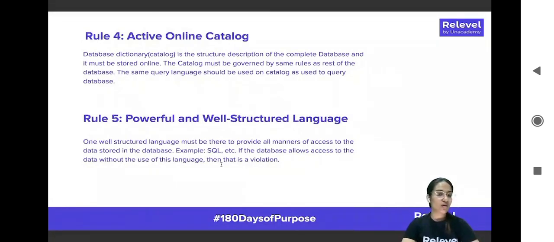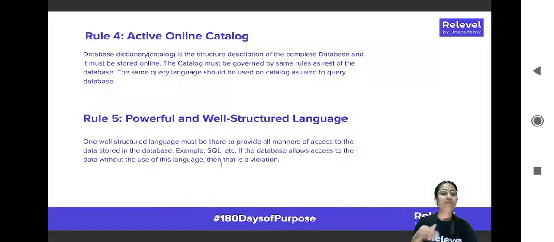Fourth is the active online catalog. So the idea is that whatever databases you have these days, no matter if it's small or big, you have to maintain a database dictionary kind of thing, which is known as the catalog, which will tell you the detailed description of the complete database. What's the structure, what's the schema, what's the description, what all are you following in the database, and it must be stored online so that it's accessible. And when you're designing the catalog, the same rules should be followed for the database as well as the catalog. Even for querying the catalog, you have to follow the same rules.